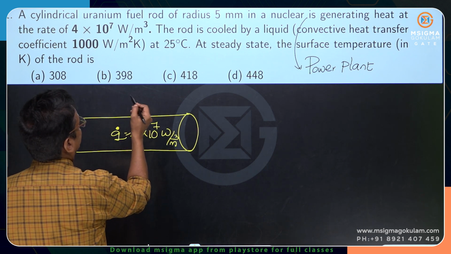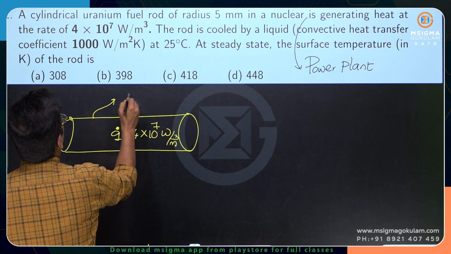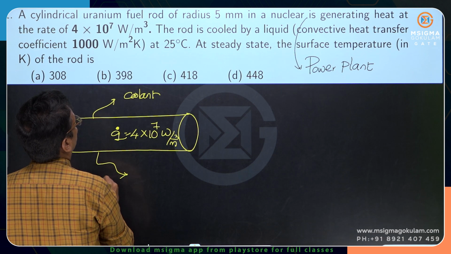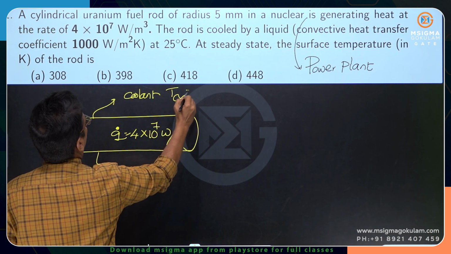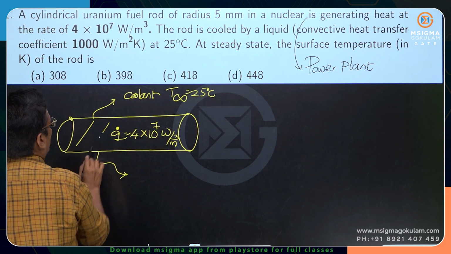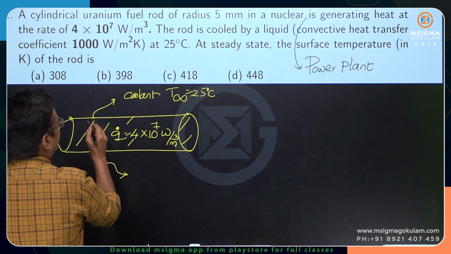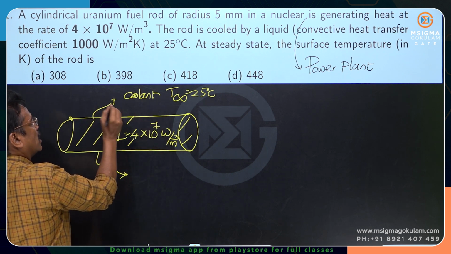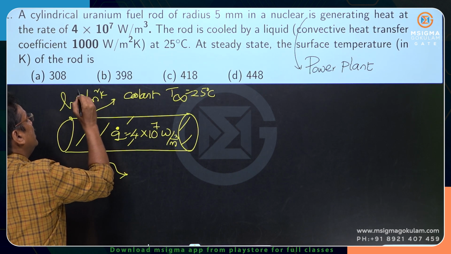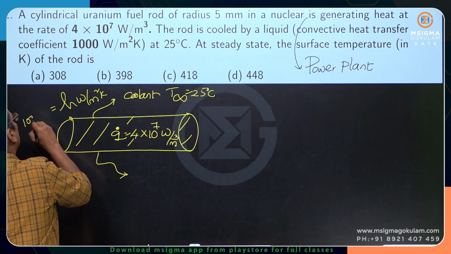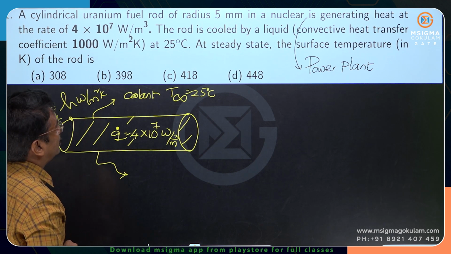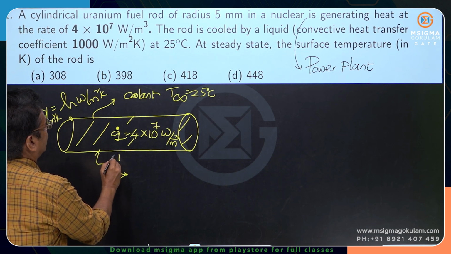The rod is cooled by a liquid coolant. There is a coolant here. The rod is being cooled at the surface by a liquid coolant at a temperature of 25 degrees Celsius. Whenever there is convection heat transfer between the rod and the fluid, the convection mode of heat transfer is always indicated by the convection heat transfer coefficient. That h value was given as 1000 watt per meter square Kelvin. He has asked to calculate the surface temperature of the rod, TW.